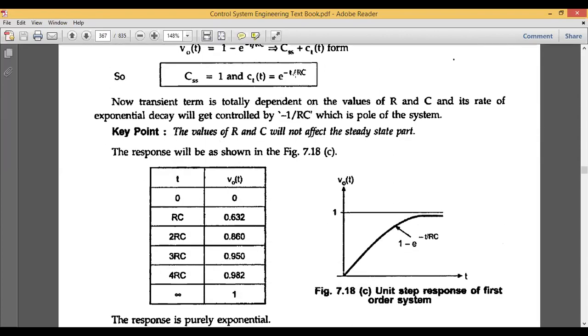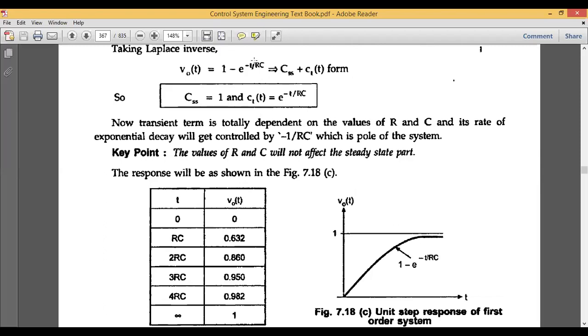Once you substitute the value t equal to 0, v naught will become 0. If I put 0, e raised to 0 becomes 1, so 1 minus 1 becomes 0. So if I put t equal to RC, what will it become? 1 minus e raised to minus 1, right? Because RC and RC will get cancelled. So e raised to minus 1, whatever value you get here, you should subtract from 1. So 1 minus this particular value, you will get 0.632.